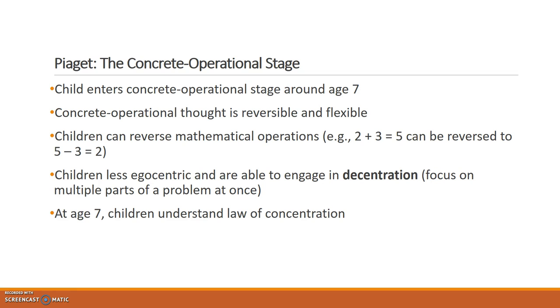Children also become less egocentric. They start this process of decentration, meaning we are able to focus on more than one aspect or dimension of a problem or situation. So that not only means how we view the world through our own eyes, we can start to see how people view the world from their eyes. So we start to understand there are multiple perspectives on things, and problems can have multiple parts at the same time.